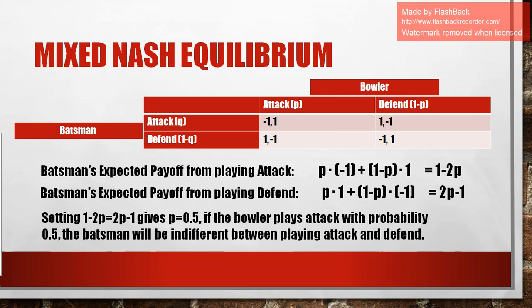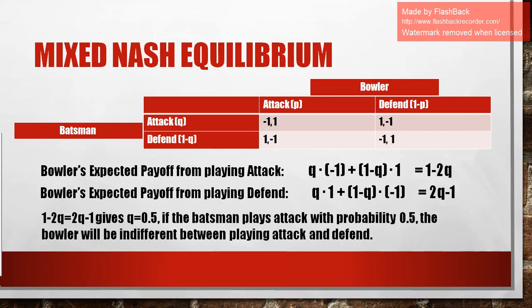Firstly, we assign probabilities to the actions, P and 1 minus P for the bowler, and Q and 1 minus Q for the batsman's actions. We then calculate the expected payoff from each action for each player, and equate the two, to solve for P for batsman and Q for the bowler. As you can see, solving for P gives 0.5 probability, meaning if the bowler plays attack with probability 0.5, the batsman will be indifferent between attack and defend.